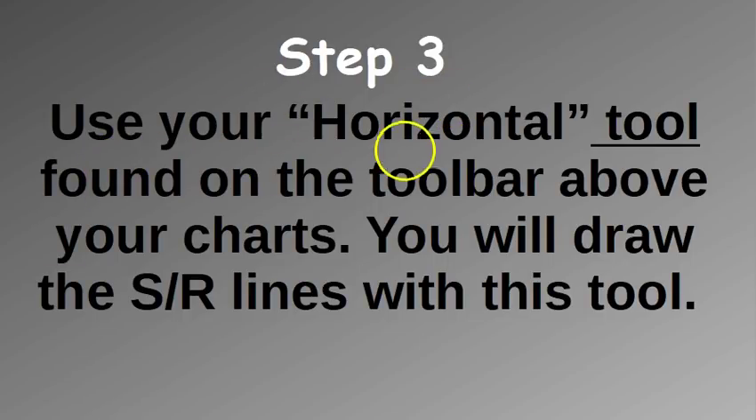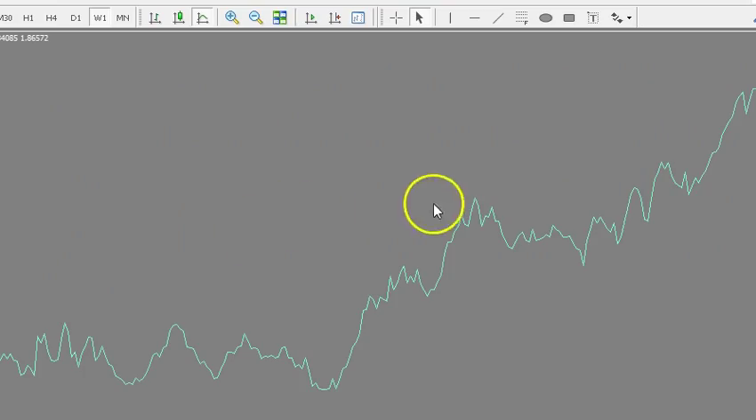Okay, step 3. We're going to use the horizontal tool found on the toolbar above your chart. You will use this tool to draw the support and resistance lines. Okay, take a look at my mouse cursor. Right up here is the horizontal line tool. Okay, we will be clicking on that to draw the actual lines. And I want you to understand where to find that. Again, you're going to have to play around with your charts. This is the MT4 trading platform that we use for all of our trading.